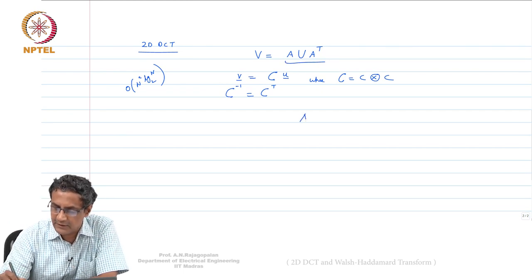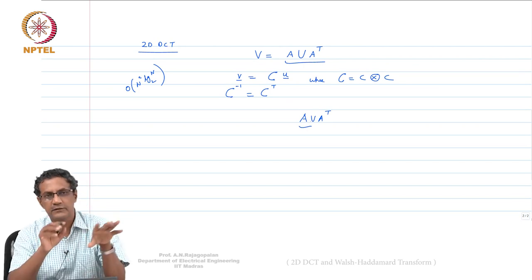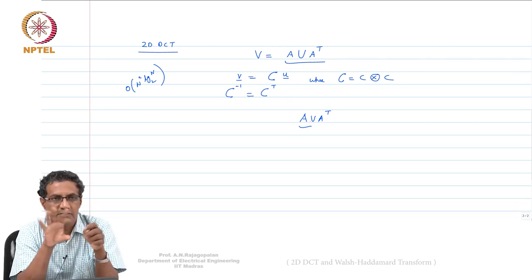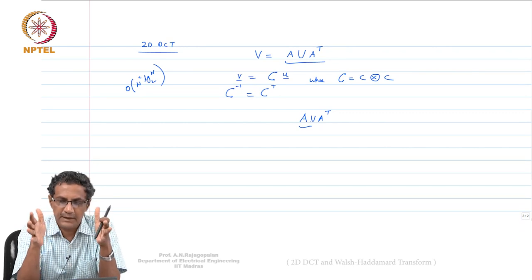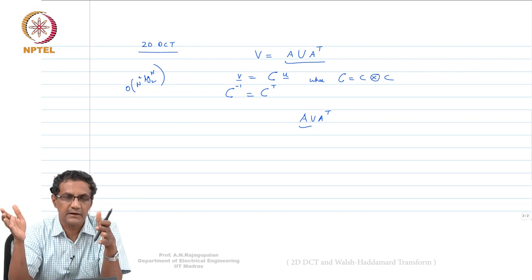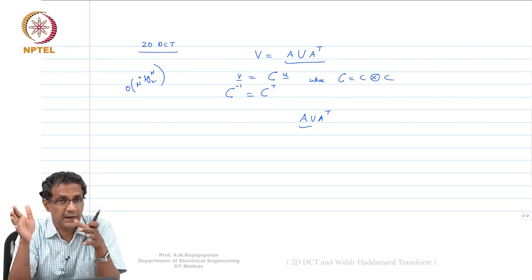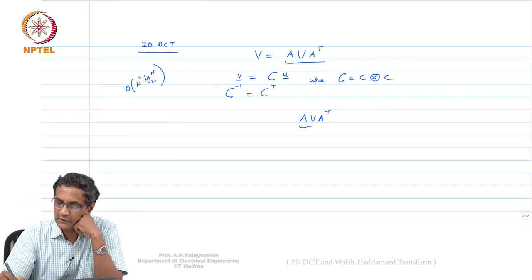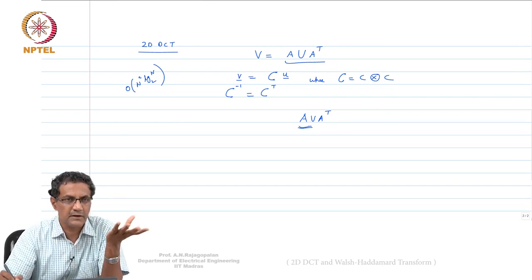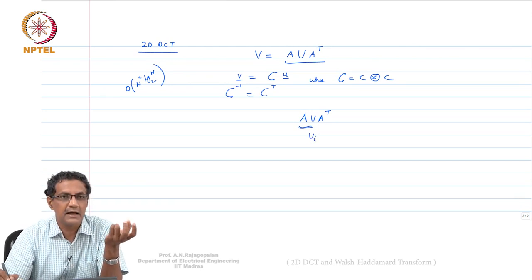Like I said the other day, when you have A U A transpose, you can look upon this as A acting on the columns of U. Remember that we have a certain interpretation: when U is kept like that, with indices m, n, we interpret k to capture the variation along m, and l to capture the variation along n. So here A, whatever transform you have, acts on the columns of U to give you an intermediate array U_i.